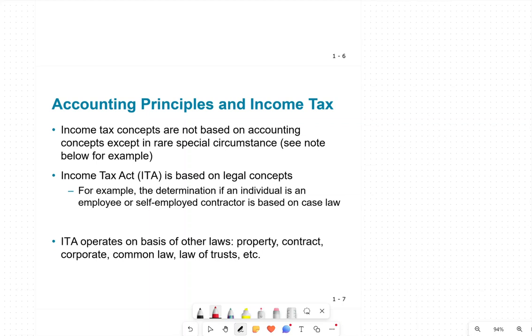Now, there are 2 methods when we do accounting. One is for accounting and one is for income tax. They both are different. When we think of an income tax concept, it's not based on accounting concepts. In accounting, we do accrual. When we do income tax, we pay on a cash basis. That's what it means. So income tax is paid when we calculate our taxable income. Taxable income is produced using the Income Tax Act. So we call it the Income Tax Act.